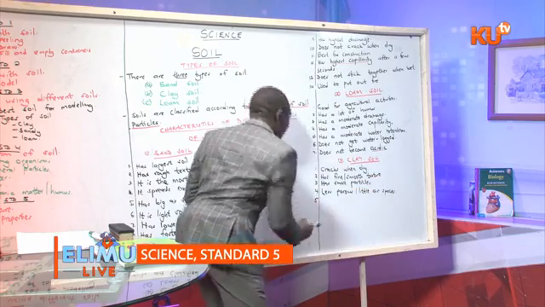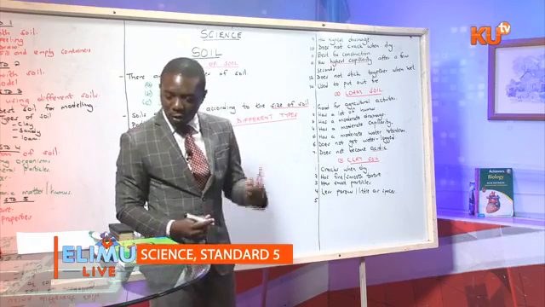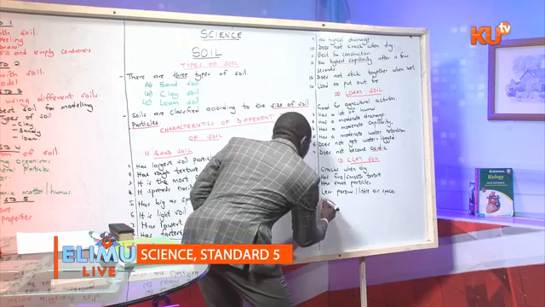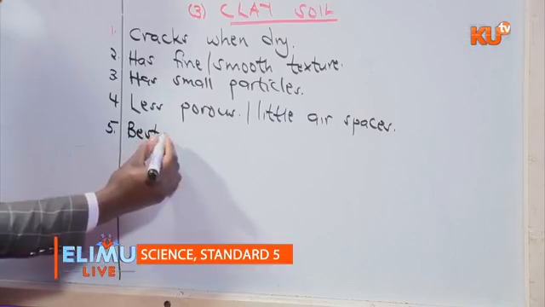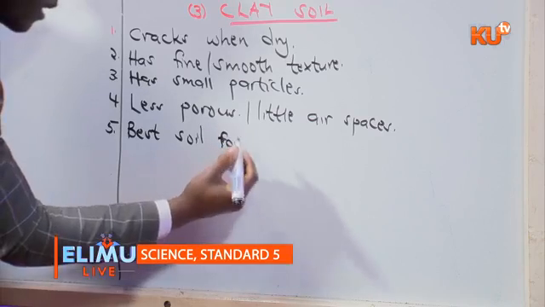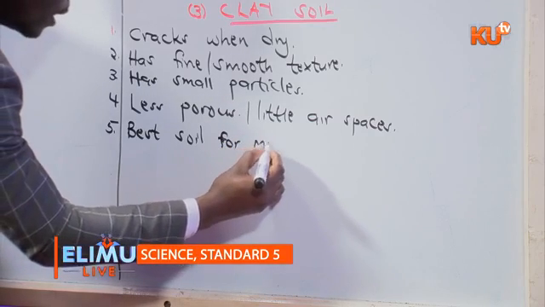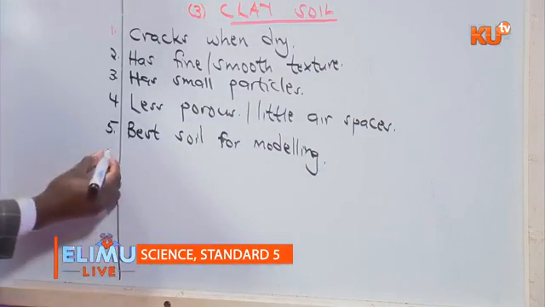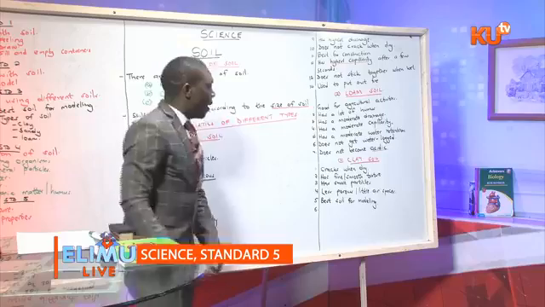Number 5, another characteristic of this type of soil called clay soil: it is the best soil for modeling. If you want to model a cup, the best soil for modeling is this one known as clay soil. If you want to model anything, we use clay soil.